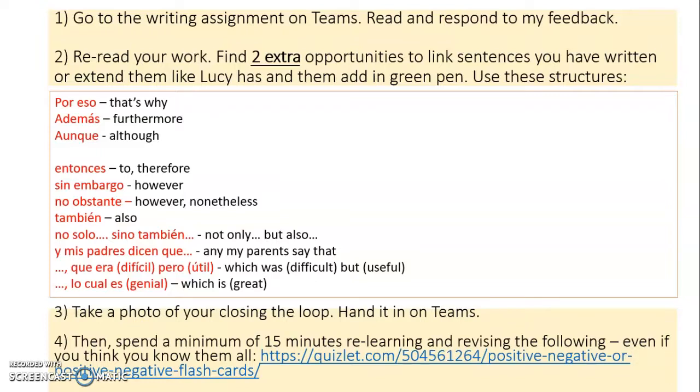Use these structures. Now, all of these, very impressive, have been used by Lucy. I want you to make sure that you have used as many as possible, not just using them, but using them to link sentences. Okay? When you've done that, take a photo of your work, you're closing the loop, and hand it back in on Teams. And then I'd like you to spend a minimum of 15 minutes relearning and revising this Quizlet set, which is the positive and negative one, because loads of those phrases were used in Lucy's work to great effect. Even if you think you know them, revising is so important. In our conversation classes, okay, they've been in the starter and not everyone has known them, so keep revising them.